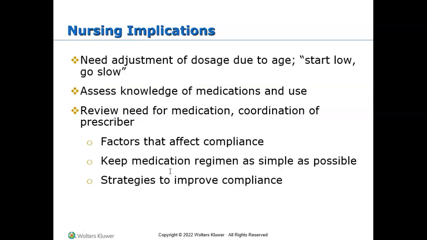But we always want to be looking at, are there things around that we feel they shouldn't be on? What are the factors that are affecting their compliance with taking the medications that they need to take? Is there something we can do to make it easier for them to be in compliance? Is it the cost of the medication? Is it a side effect of the medication? Is it how often they have to take it? What's the reason? And then keep it as simple as possible.